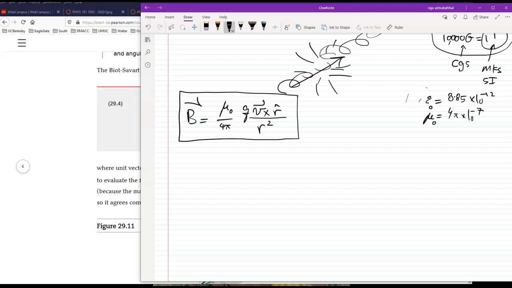I think it's correct. The book doesn't show it. They show it as 1.26 times 10 to the negative 6. But anyway, there it is. This is called the permeability of free space. It's always associated with the magnetic field. And this is called the permittivity of free space.